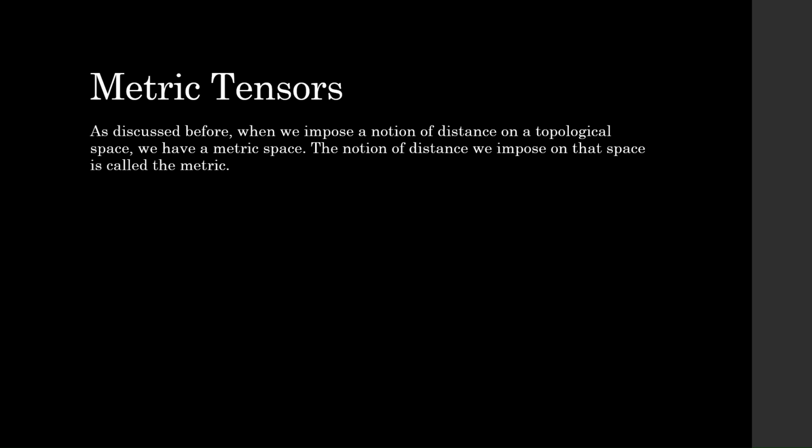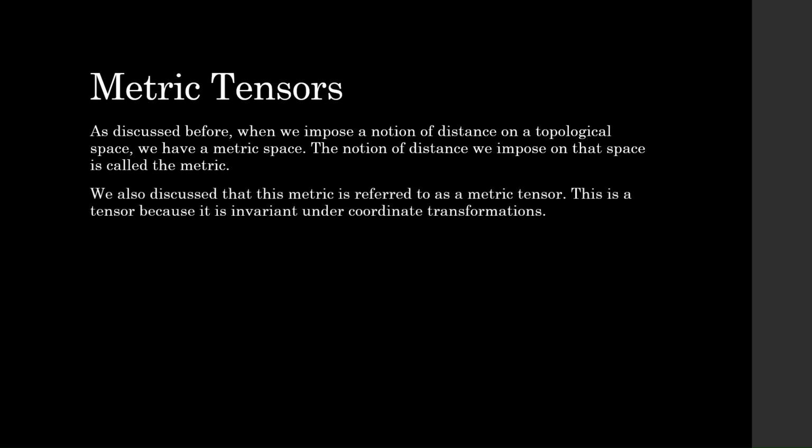As we discussed before in a prior episode, when we impose a notion of distance on a topological space, we have a metric space. The notion of distance we impose on that space is then called the metric. We also discussed that this metric is referred to as a metric tensor, and it is indeed a tensor because it's invariant under coordinate transformations.